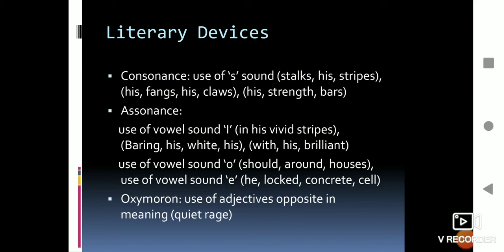The next literary device is oxymoron. Now what is oxymoron? Oxymoron is words or adjectives which are used together but they are opposite in meaning. For example, "quiet rage." Now rage is anger. Anger cannot be quiet. If you are saying anger, it should be loud, rude and loud, but quiet and rage. So it's an oxymoron because rage, anger cannot be quiet.